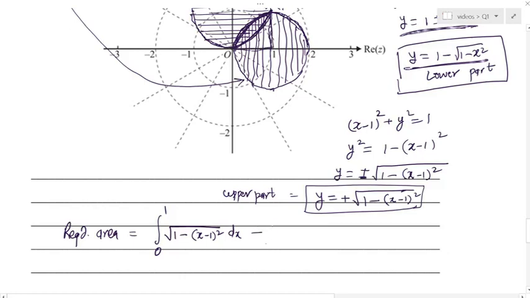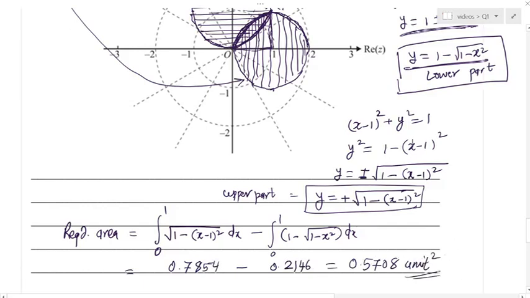So that will be the integral from 0 to 1 of 1 minus square root of 1 minus x square, and I just use the calculator, and my calculator gives me 0.7854 here and 0.2146 here, and the actual value of the shaded area is this square. And that's where we are going to stop.